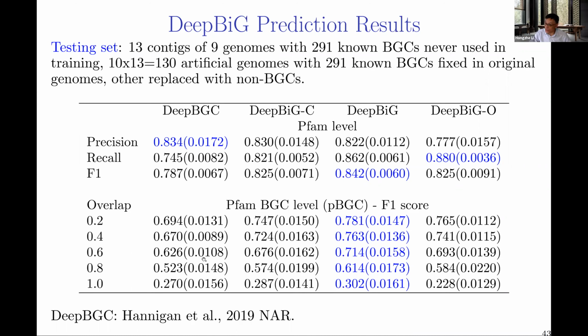improvement over the original DeepBGC. What we did differently from the original deep learning algorithm is we incorporate some additional information, such as function information and similarity information of the PFAM domains. That additional information truly helped us make a better prediction. In addition, this data augmentation step also improved our prediction. Okay, so this is for binary prediction.